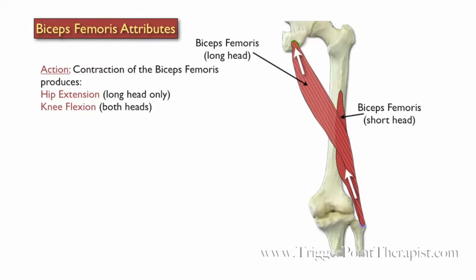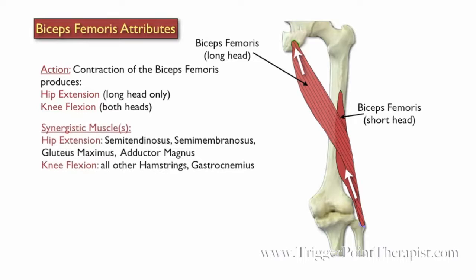Contraction of the long head of the biceps femoris produces hip extension, while contraction of both heads of the biceps femoris produces knee flexion. The other hamstring muscles and the gluteus maximus and adductor magnus are synergistic during hip extension, and again the other hamstring muscles and the gastrocnemius are synergistic during knee flexion.